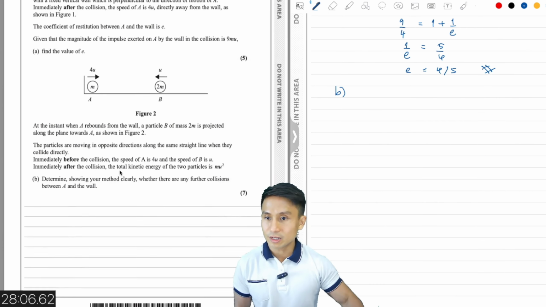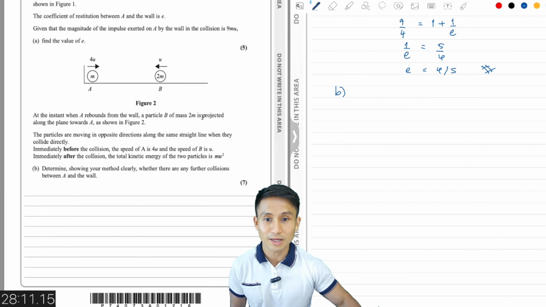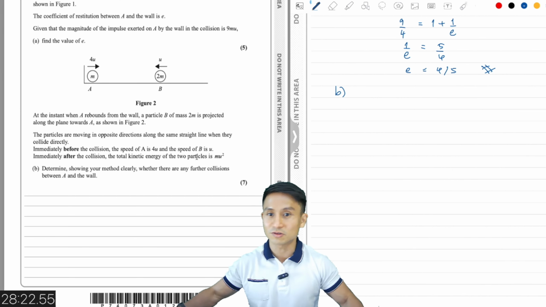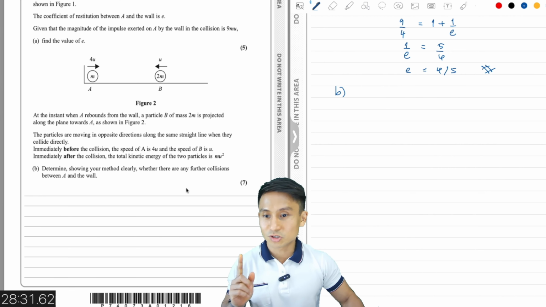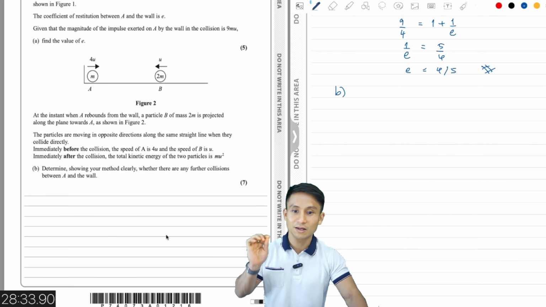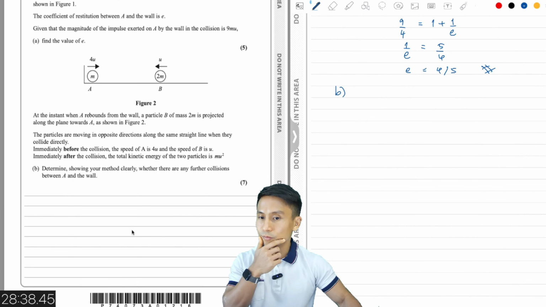And what do we have here later? At the instant when A rebounds from the wall, particle B of mass 2m is projected along the plane towards A as shown in figure 2. The particles are moving in opposite directions along the same straight line. When they collide directly, immediately before the collision, the speed of A is 4u and the speed of B is u. Immediately after the collision, the total kinetic energy of the two particles is mu squared. Determine, showing your method clearly, whether there are any further collisions between A and the wall.